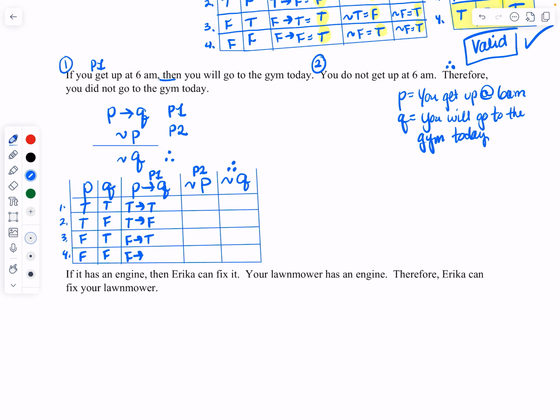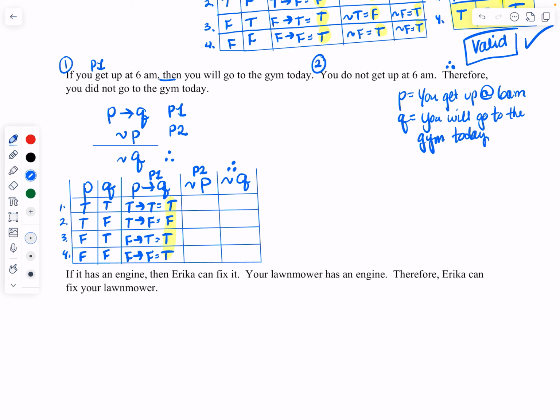Again, for the conditional, the only time it is false is when you start with something true and you back it up with something false, that happens in row 2. So this is false. In row 1, if true then true is true. In row 3, if false then true is true. And if false then false is true. Okay, so I have P1 done. So I'm going to use this later: true, false, true, true.